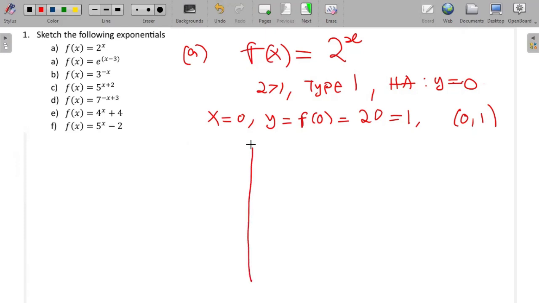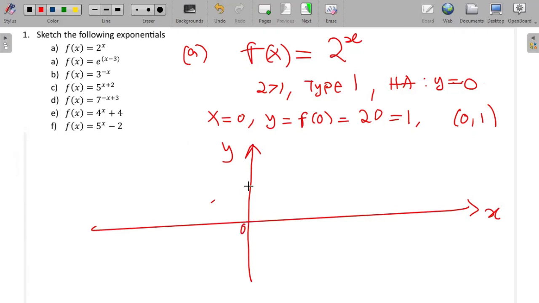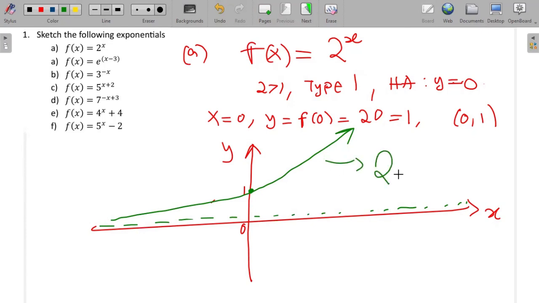So let's sketch. This is my y, this is my x, and (0, 1) is here, I plot it. Let me plot my horizontal asymptote, which is just y is equal to 0, so that is the x-axis. You just put a dotted line on the x-axis like this. Since it's a type 1, it starts from here, passing through the y-intercept like this. So this is the sketch for 2 to the power x. As simple as that. Okay, let's look at B.